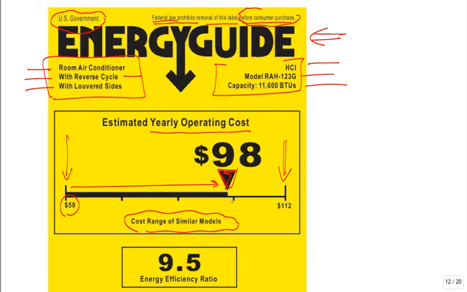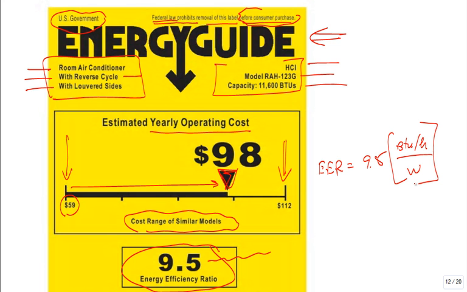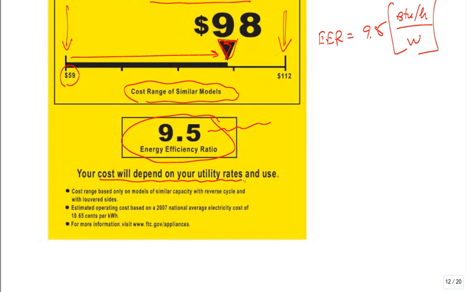But it's $98. And then this is the EER, 9.5. Now, do they put any units right here? Nope. You have to remember the units. What was it? It was BTU per hour per watt. That's exactly right. They won't put those units, they just report the number. They don't want to confuse the consumer with all these convoluted units. Your costs will depend on your utility rates and how you use it. And they did it on a 2007 national average electricity cost of about 11 cents per kilowatt hour. Okay.